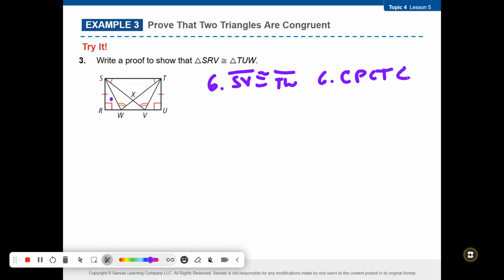What was step 5? Because I have 4. Oh, whoops, I just put the wrong number down. Sorry about that. This is step 5. There we go. I just misnumbered.